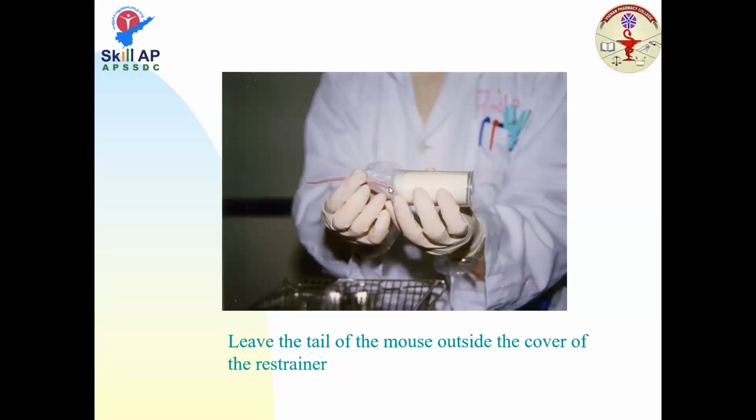For the lid, we will make one hole. It is like a bottle with a cap. In the cap we make one hole so that we can take the tail out. Here we make a number of holes so the animal does not suffocate. Leave the tail of the mouse outside and cover the restrainer.